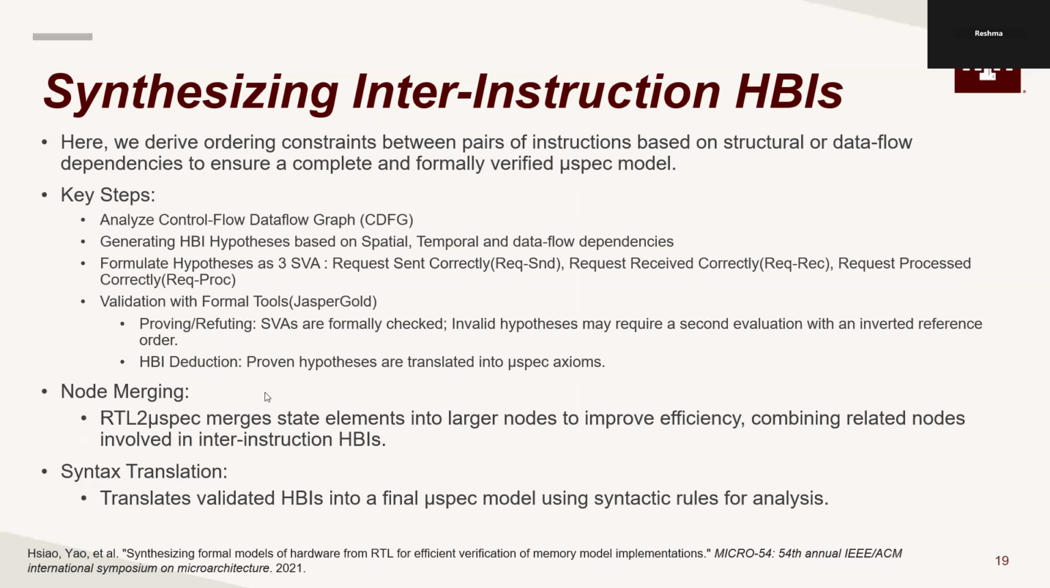Once we have a complete set of validated HBIs, the next step is to convert them into a fully structured microspec model. This involves two key processes: node merging and syntax translation. In node merging, RTL2microspec merges state elements into larger nodes, which in turn improves efficiency by combining the related nodes involved in inter-instruction HBIs. And then these validated HBIs are translated into the final model using the syntactic rules for analysis.